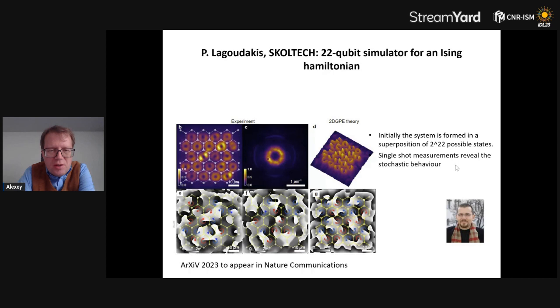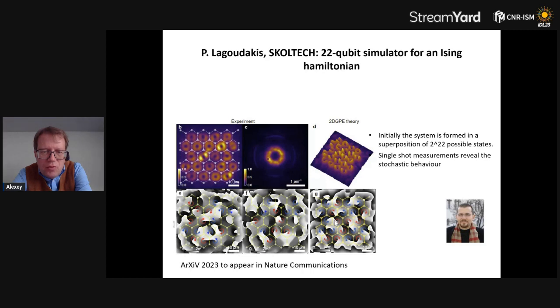By single-shot interferometry measurements, he demonstrated stochastic behavior. So each time the measurement was projecting the system to some classical state that is shown by these red and blue arrows showing the direction of vortices or circular currents, clockwise or anti-clockwise. And each realization was different from the other. So clearly he had a superposition state initially, but when he was doing the measurement, each time it was projected to one of possible classical realizations.